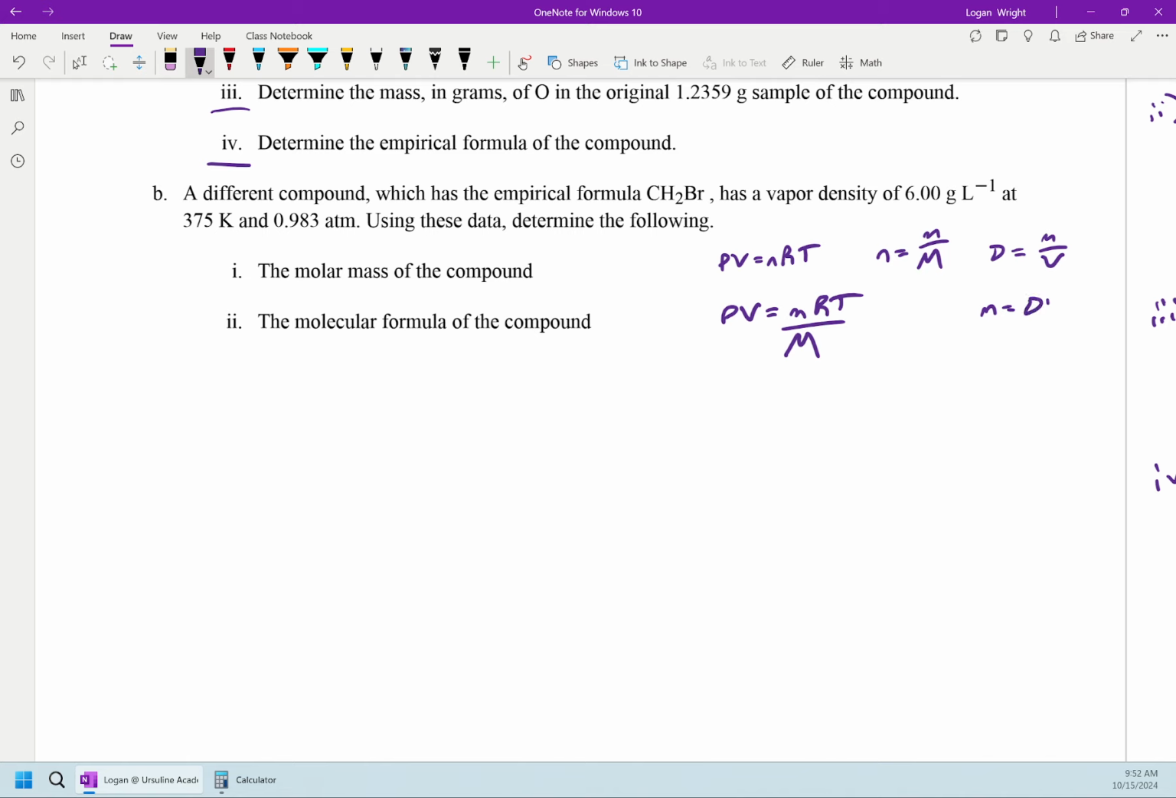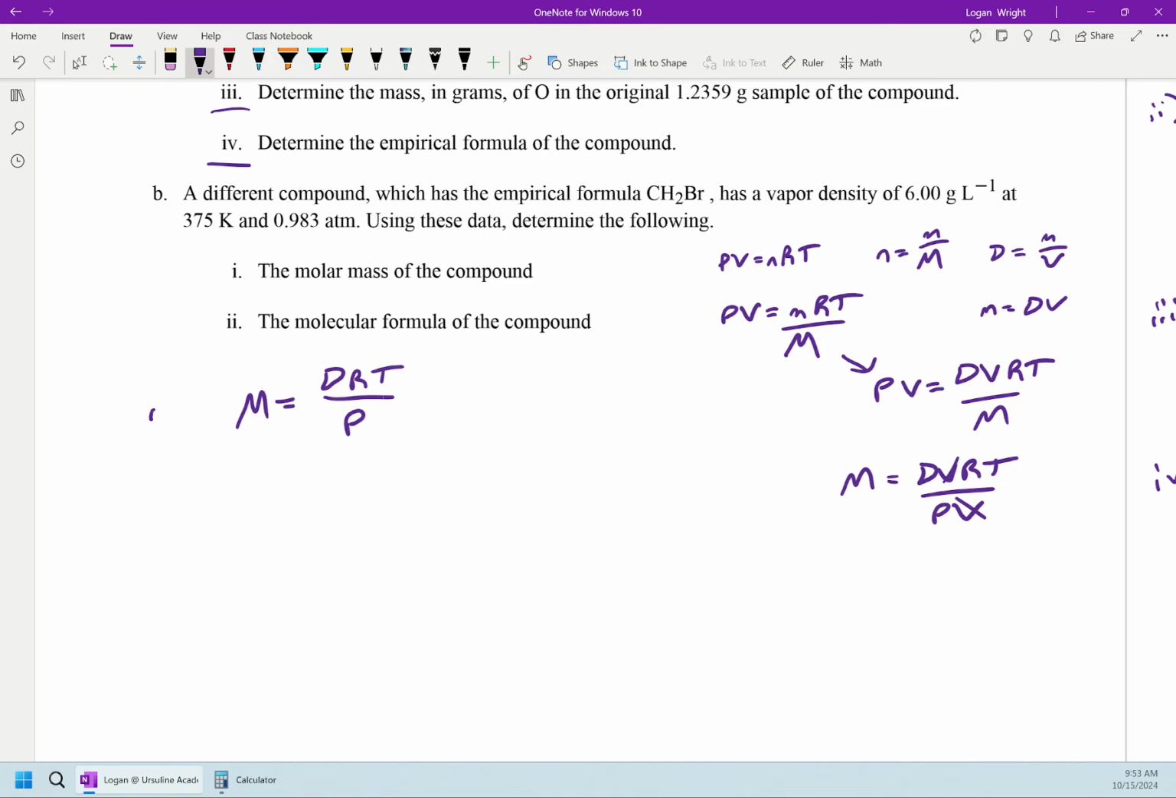Mass equals density times volume. So now I'll say PV equals, my little m is going to turn into dV RT over big M. And then molar mass is what I'm trying to solve for. So I'm going to multiply both sides by big M and divide both sides by PV. So I get dVRT over PV, and my V's cancel out. So the ultimate equation I'll be using is density times my gas constant times temperature divided by pressure to get molar mass. And now I should have everything that I need for part I.